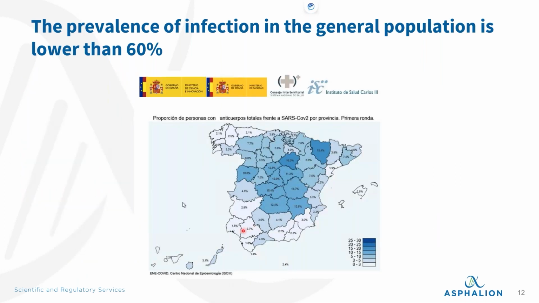And as was published yesterday by the Spanish Science Ministry and the Health Ministry, that prediction has been shown to be correct. Nowhere in the general population is the prevalence of infection higher than 15%. So we're very far from the 60% herd immunity. So I think it's clear that a vaccine is required.